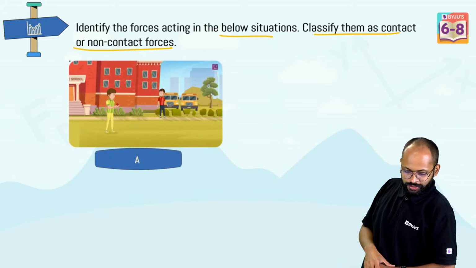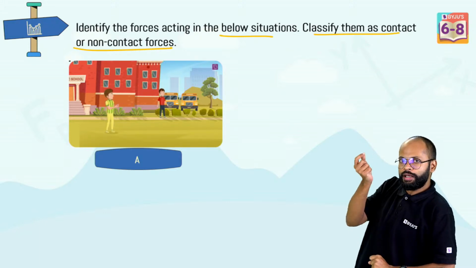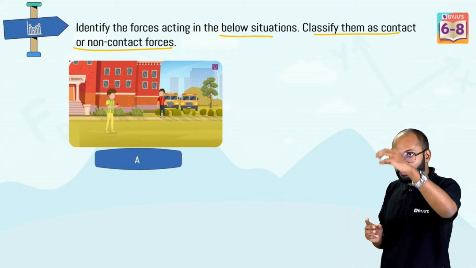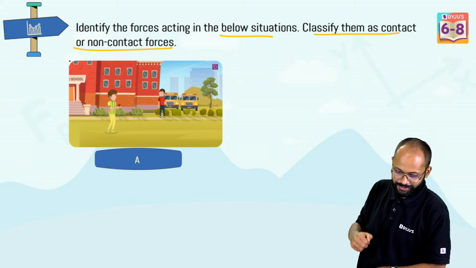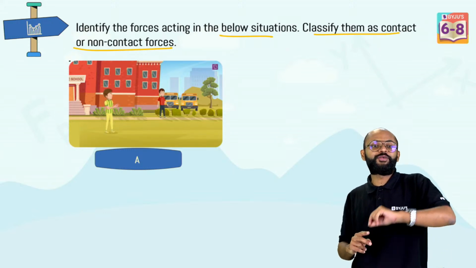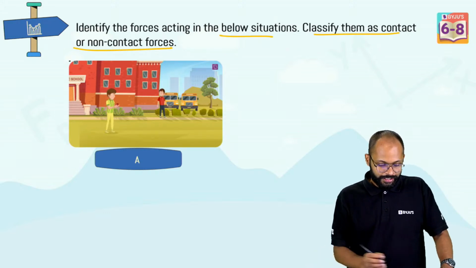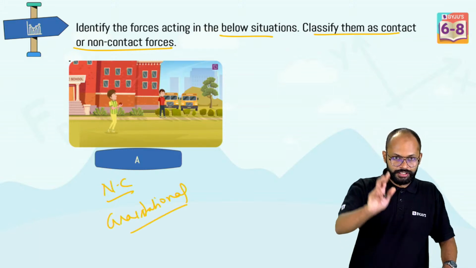A boy is catching the ball, but did you notice the ball is falling down? Don't focus on the catching. Focus on the ball falling down. Gravitational force. Yes, focus on gravitational force. So that's why this is non-contact, meaning gravitational. Correct? Fine?